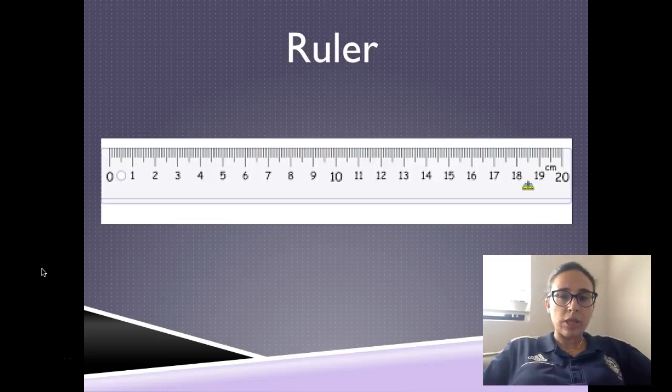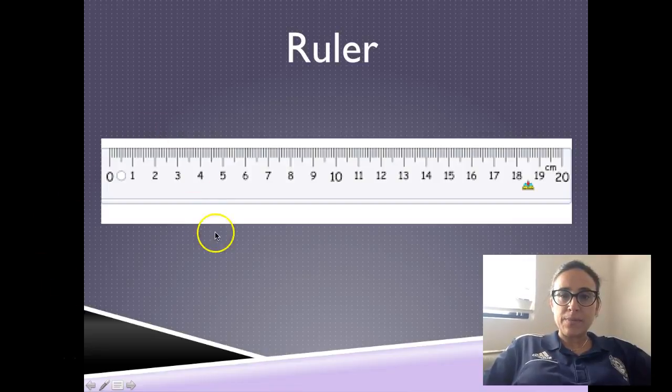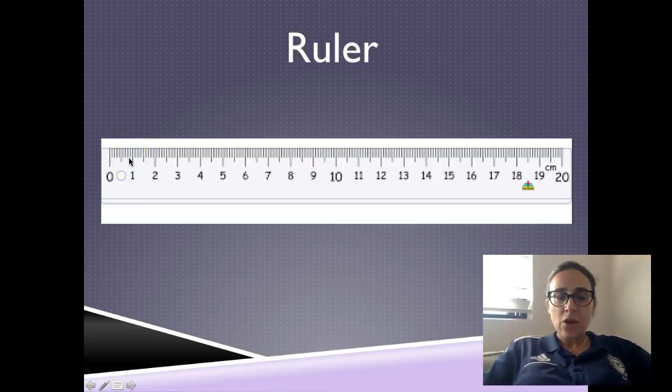Here we have a ruler, which is a measuring device. You can see that this ruler is in centimetres. The big numbers on this ruler represent centimetres. The little lines, the dashes that I'm showing, represent millimetres. Remember, there are 10 millimetres in 1 centimetre.